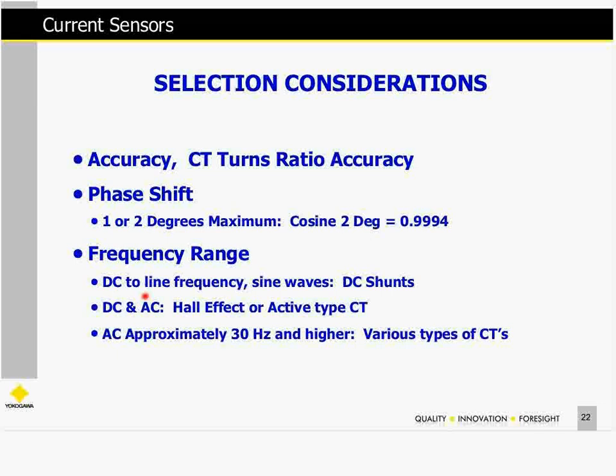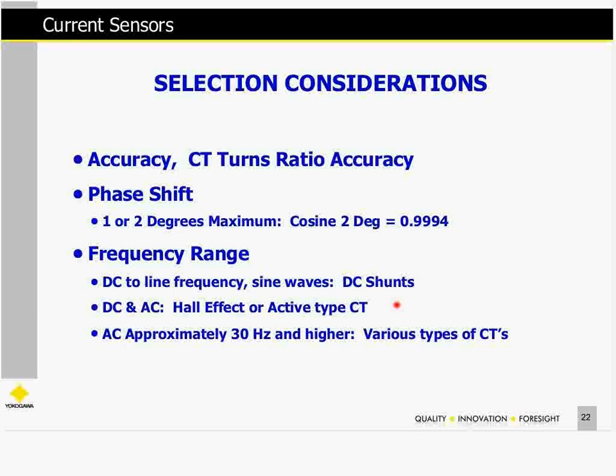For DC measurements to about line frequency and a little bit higher, if they're sine waves, we can use DC shunts. But they're not acceptable for high frequency and highly distorted waveforms. They don't work on that. If we're using DC and AC type of waveforms, there are current transformers that have a Hall effect sensor in them. The Hall effect lets us sense the DC. However, with that technology, we do lose some of the accuracy in a 2-3% area maybe.